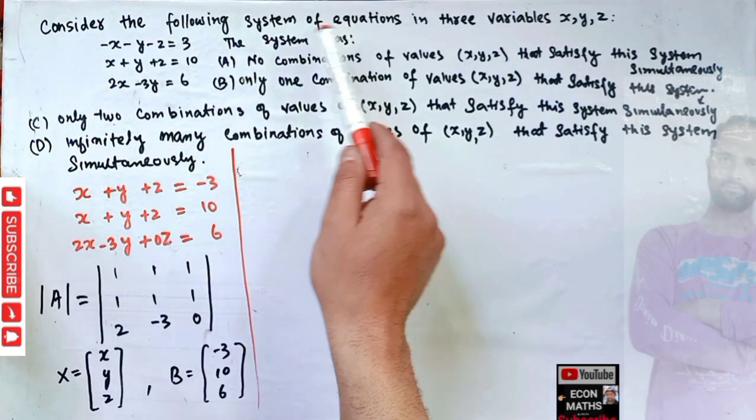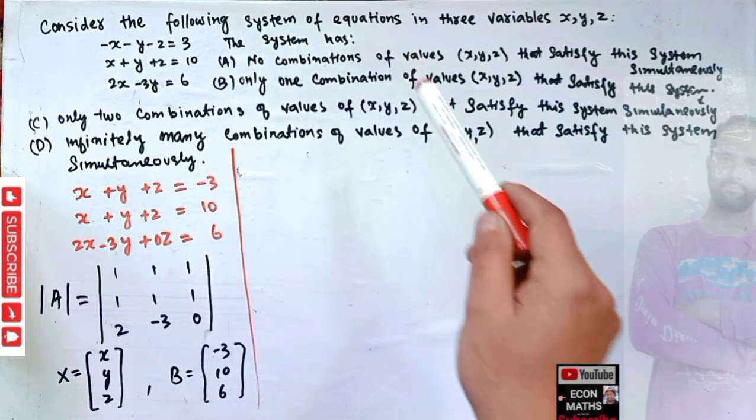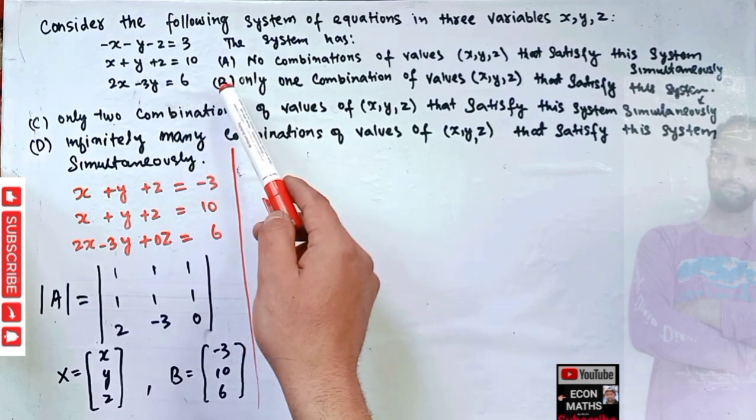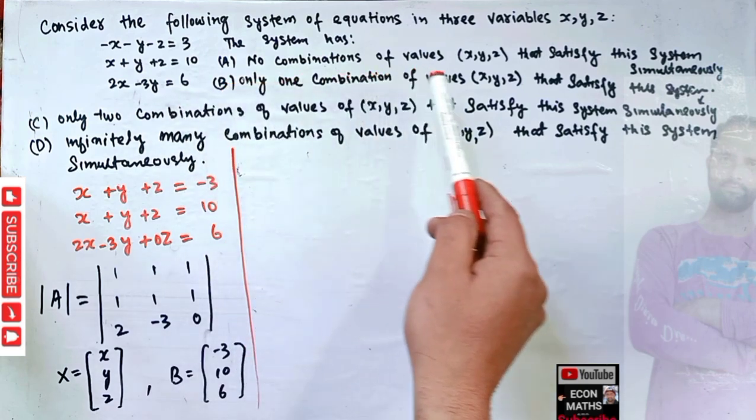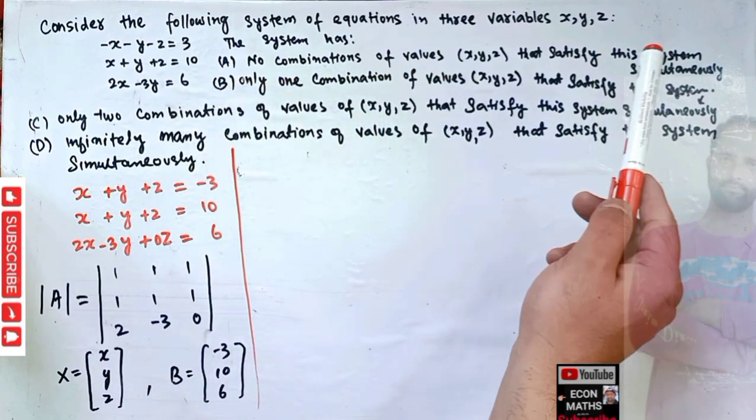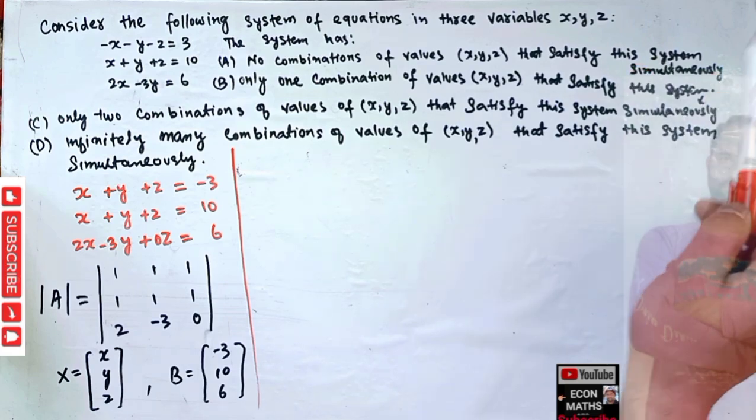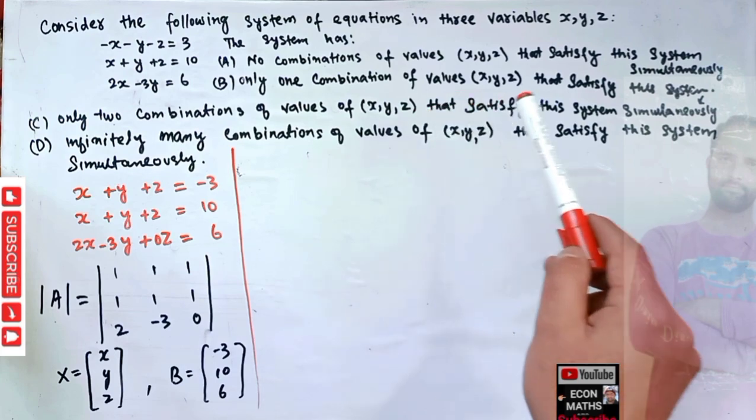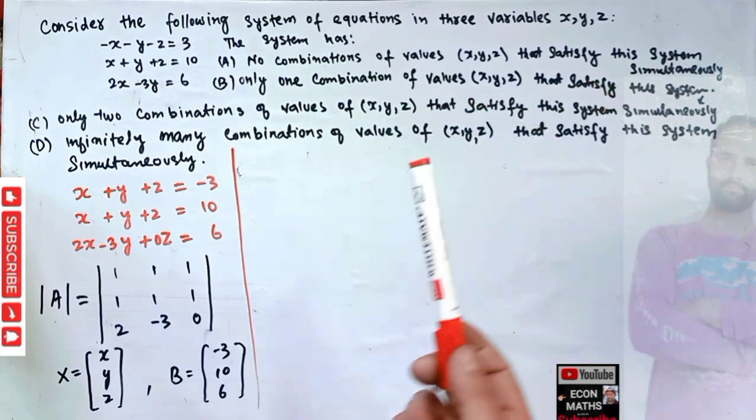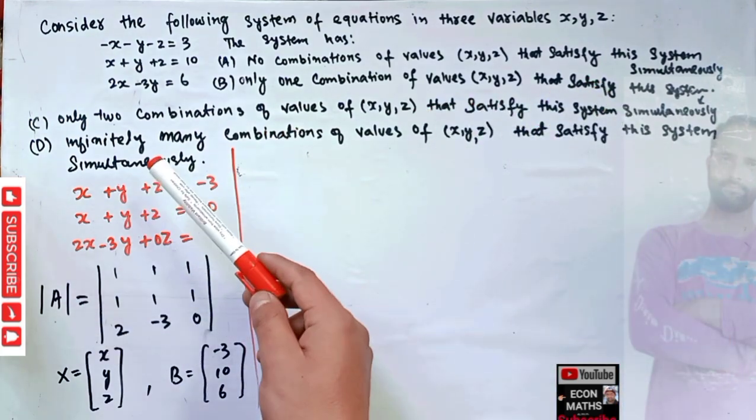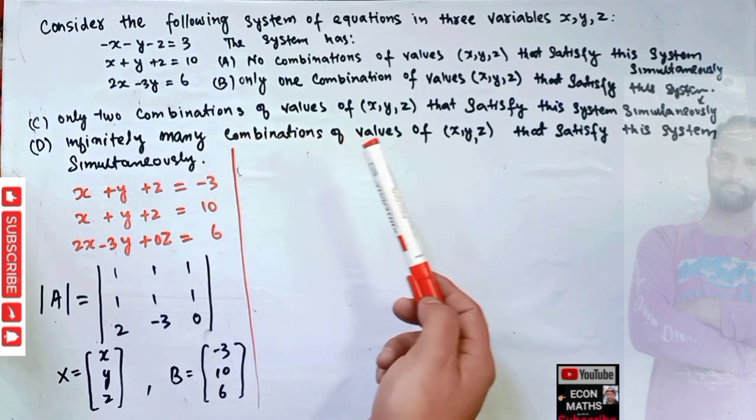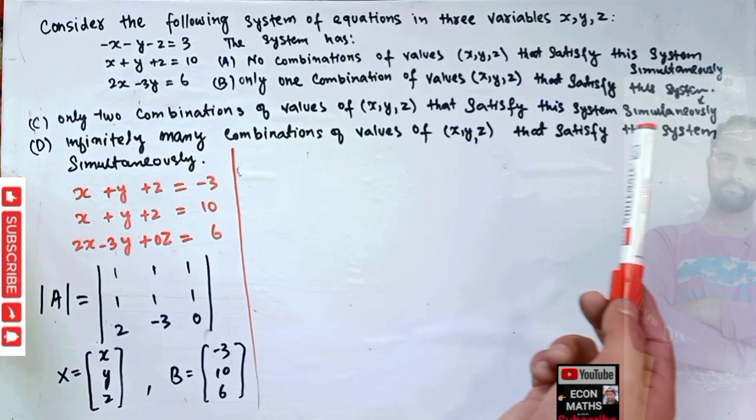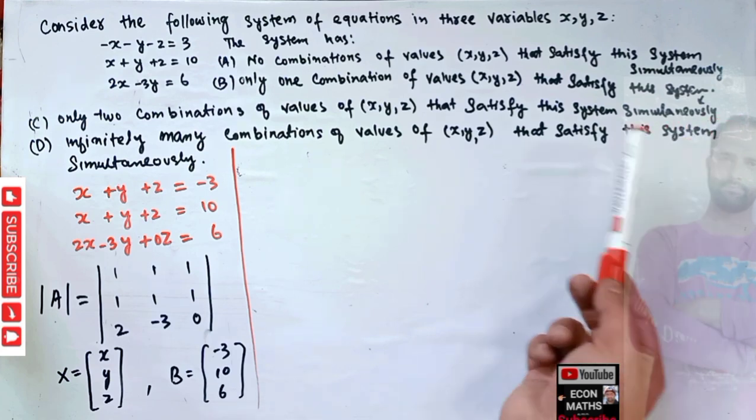The system has, first option, no combination of values x, y, z that satisfy this system simultaneously. Another option is only one combination of values of x, y, z that satisfy this system simultaneously. The third option is only two combinations of values of x, y, z that satisfy this system simultaneously. And the fourth option is infinitely many combinations of values of x, y, z that satisfy this system simultaneously.